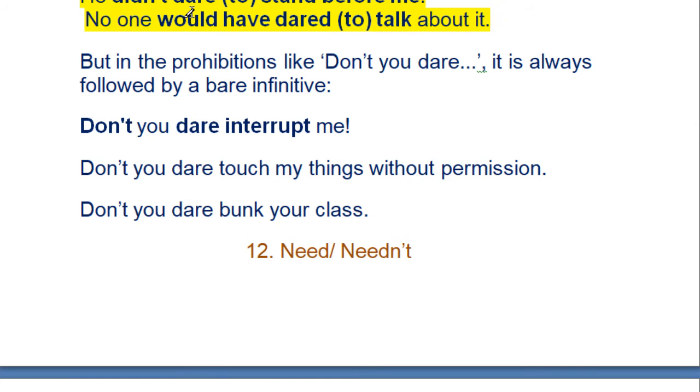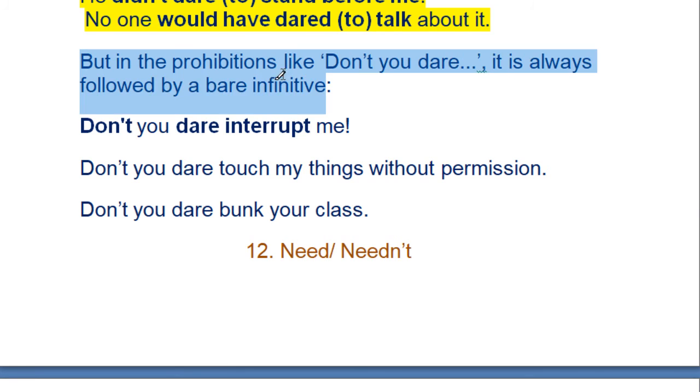So in a sentence where dare is followed by a to infinitive, it acts there as a main verb, not the modal verb. So this is very important to know. But in prohibitions like don't you dare, it is always followed by a bare infinitive.